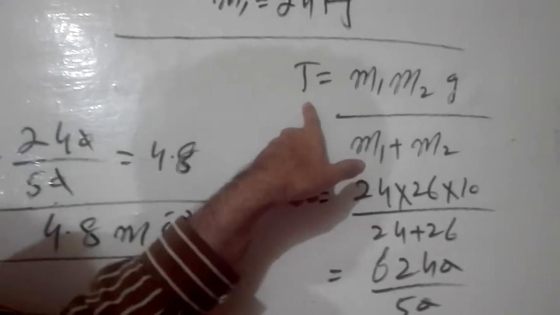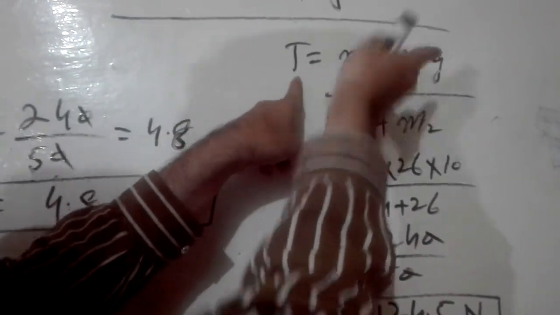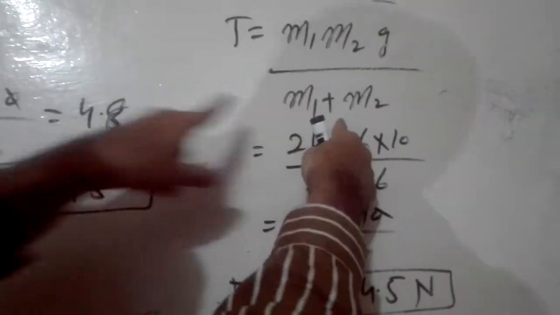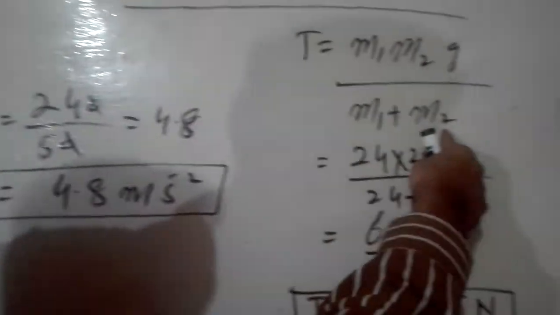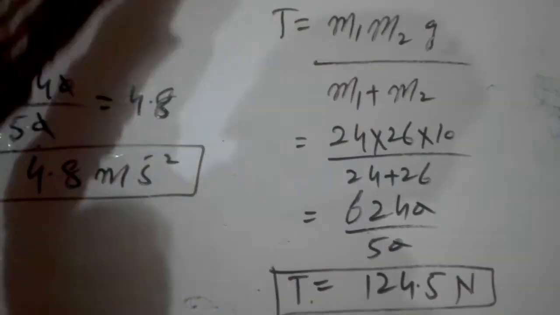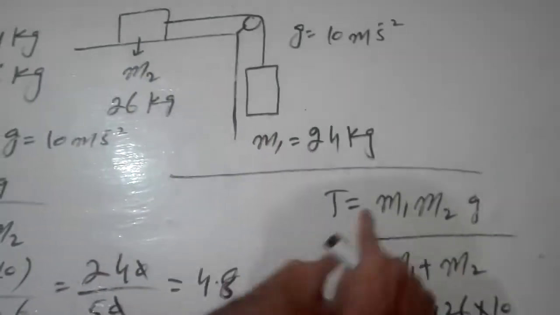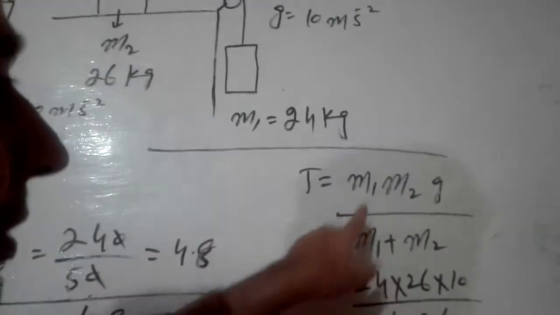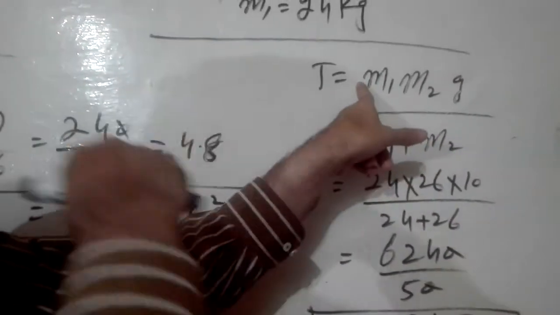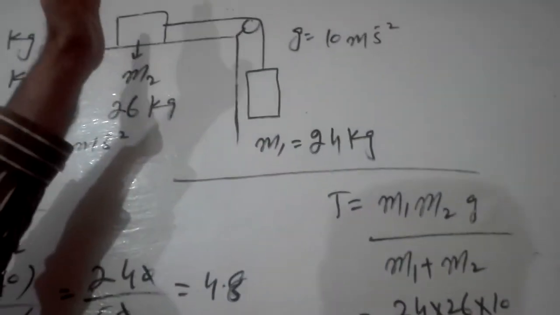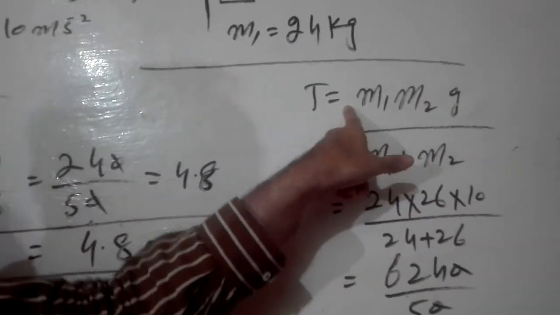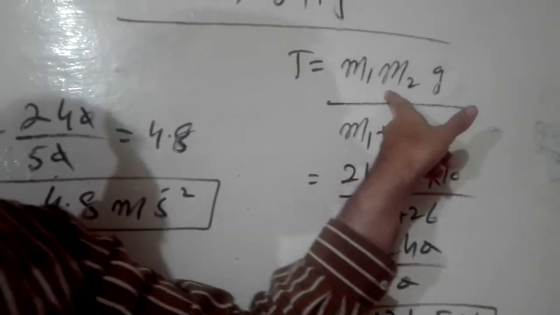Okay, next is the tension. In tension the formula is different from the previous one. Notice this formula: m1 m2 g over, down there again the sum of the two masses, m1 plus m2. In the previous tension formula there was a 2. So also keep in mind, when one body moves down, the 2 will not come. Only both masses m1 and m2 are multiplied with the value of g. The 2 does not come here, but the 2 comes in the previous formula when both bodies move, one vertically down and the other vertically up. That's why the 2 comes. But here in tension the 2 will not come. So it is an easy way to keep the formula in mind.